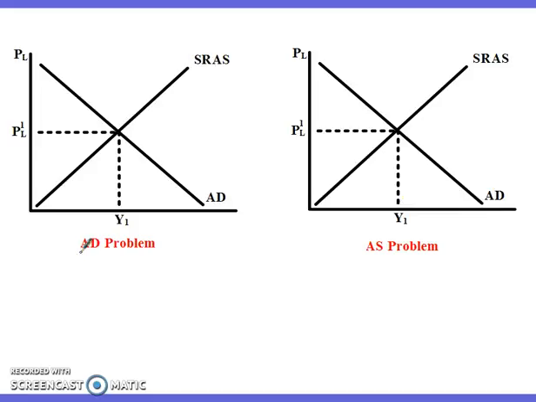So let's look at the aggregate demand problems first. There are two possible aggregate demand problems. One of them is the aggregate demand curve shifting to the left.